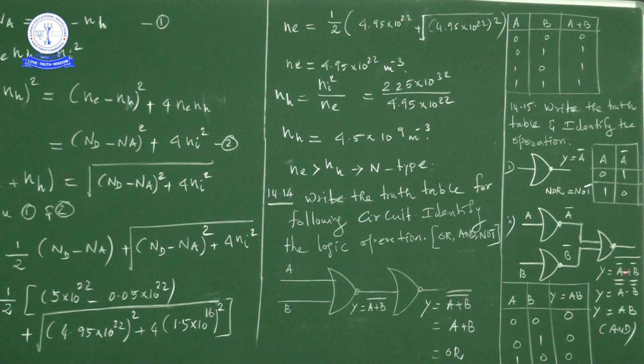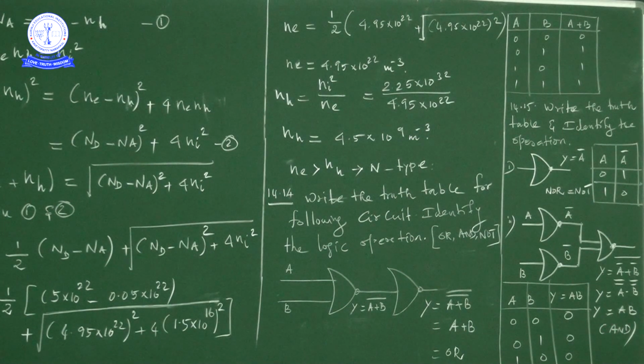So Y is equal to A complement plus B complement, whole complement. You already know De Morgan's theorem: by breaking the complement we change the symbol. When breaking the complement, the plus changes into dot, then A double complement dot B double complement. The double complement cancels, so A double complement is equal to A, B double complement is equal to B. Then Y is equal to A into B, which is nothing but the AND gate. So Y is equal to A into B is the AND gate.